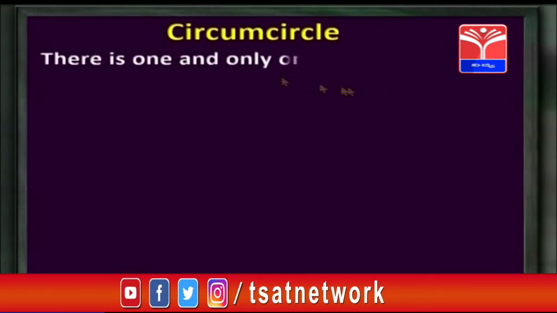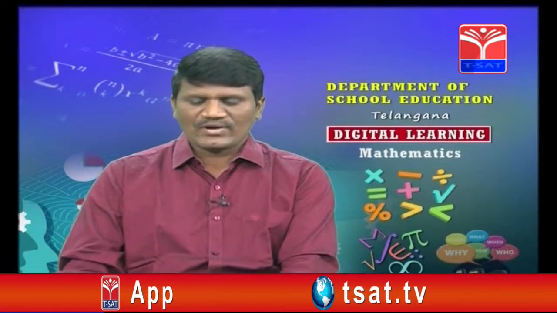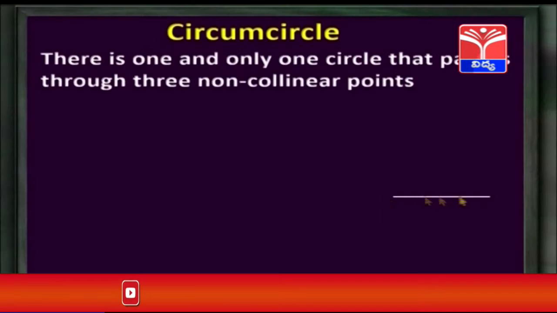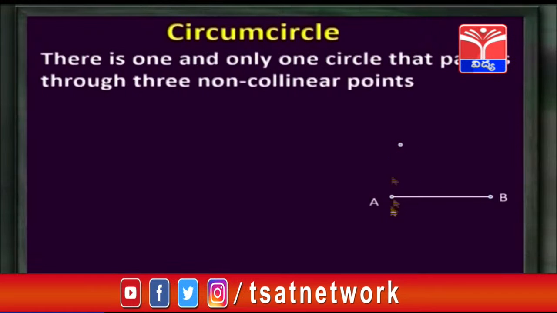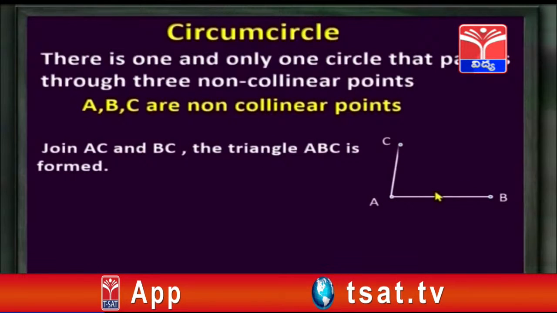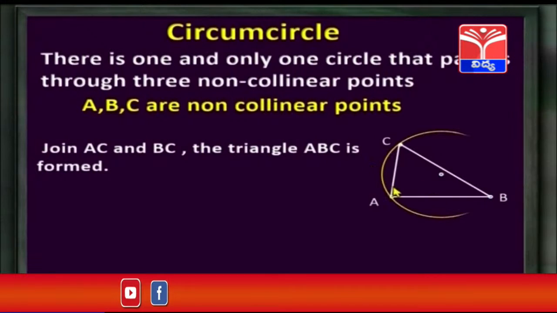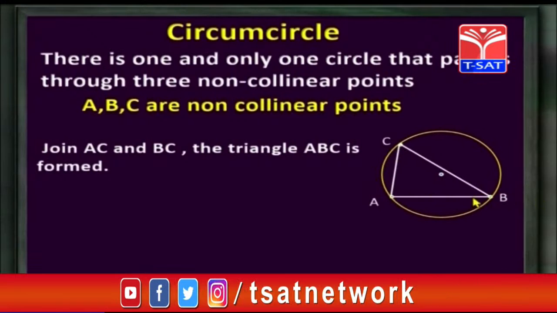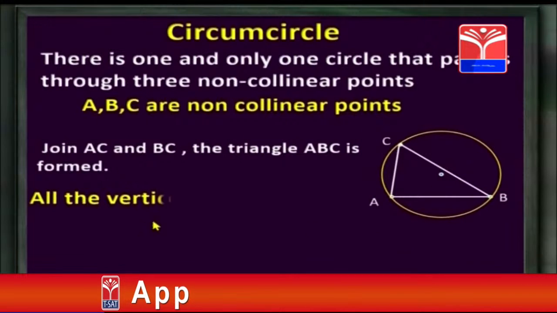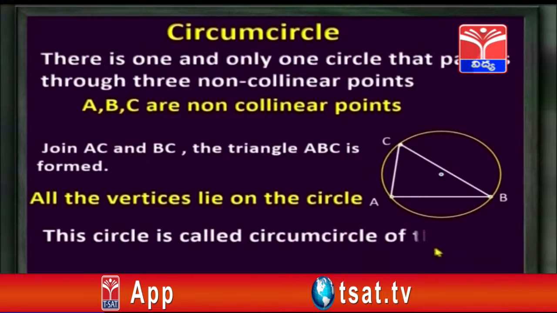Let us see the circumcircle. There is one and only one circle that passes through 3 non-collinear points. Let us see what this circle is called. Suppose AB is a line and C is another point which is non-collinear. So A, B, C are non-collinear points. Then join AC and BC so that a triangle is formed. For any 3 non-collinear points, one triangle can be formed. Now this circle is passing through the 3 vertices of the triangle. Then this circle is called the circumcircle. All the vertices lie on the same circle, so the circle is called the circumcircle of the triangle.